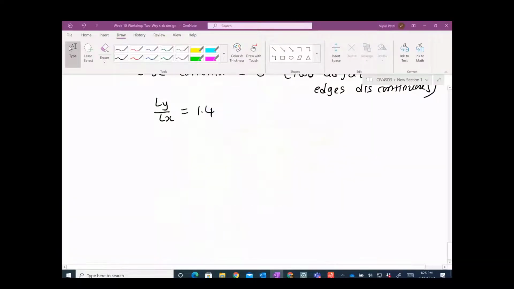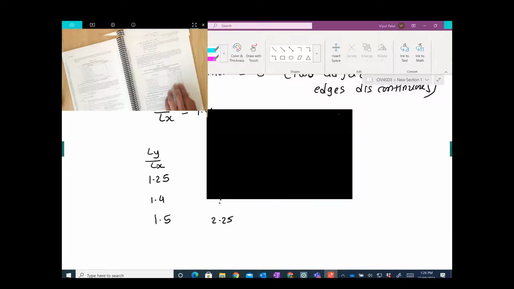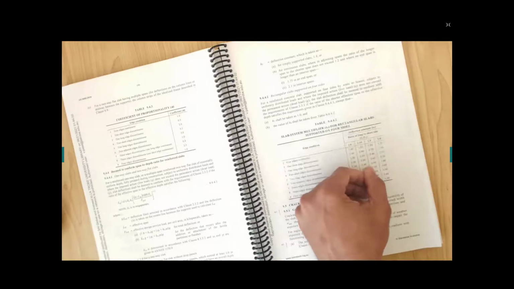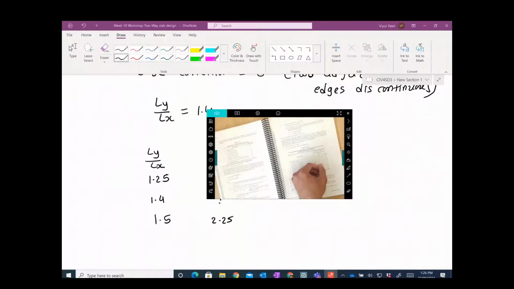So let's do the interpolation. When the Ly on Lx value is 1.25, your K4 value is 2.5. When Ly on Lx is 1.5, then you have 2.25. By the way, I just used this information: when Ly on Lx is 1.25, you have 2.5, and when Ly on Lx is 1.5, you have 2.25, and we need to calculate for this 1.4.